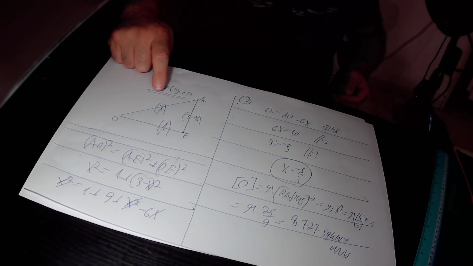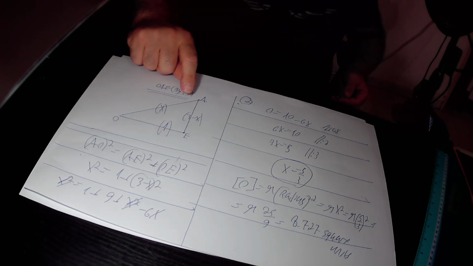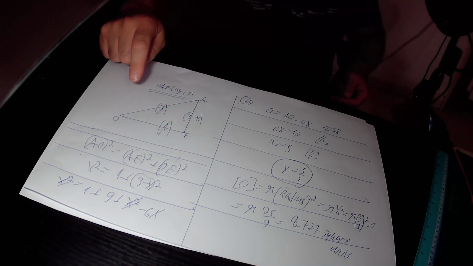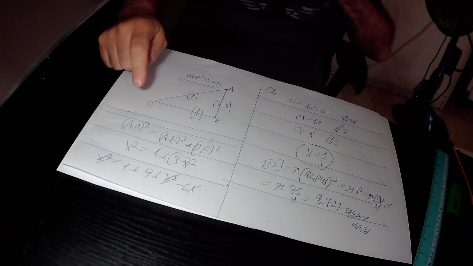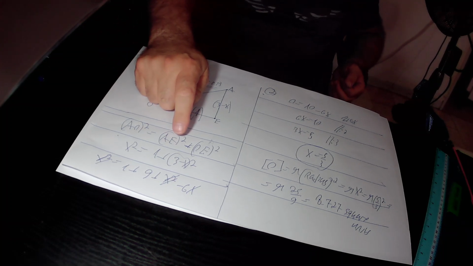AO is x, therefore AO squared is x squared, and it equals AE squared. AE is 3 minus x, therefore AE squared is (3 minus x) squared, plus OE squared. OE is 1, therefore OE squared is 1 squared, that is 1. So in total we find that x squared equals 1 plus (3 minus x) squared.